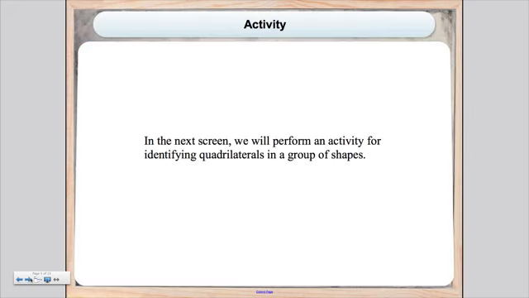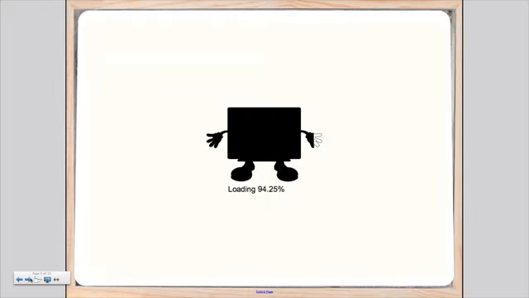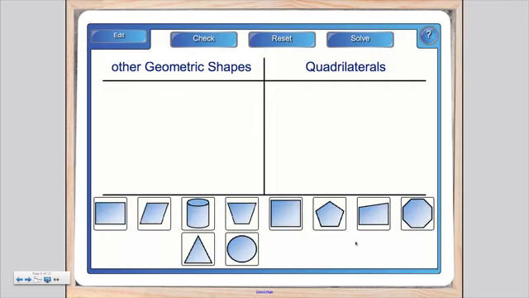Okay, let's get started. On this next screen, if you have the Smart Notebook file, you will click on the next screen and perform the activity for identifying quadrilaterals in a group of shapes. Drag the quadrilateral or the other geometric shape into each appropriate section. If you do not have a Smart Notebook file open, then pause the video until everyone has classified the shapes, and then unpause to check.